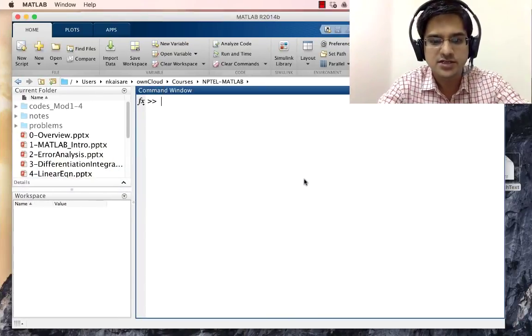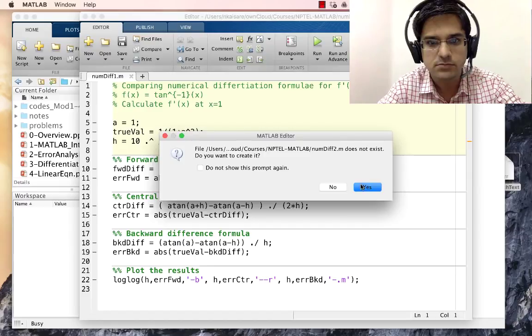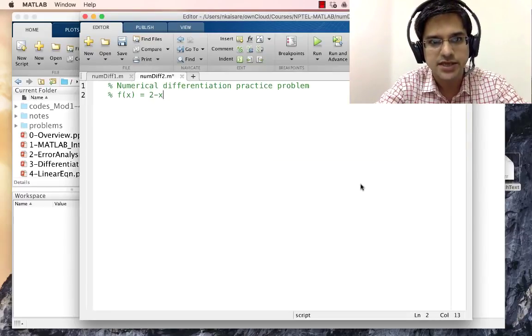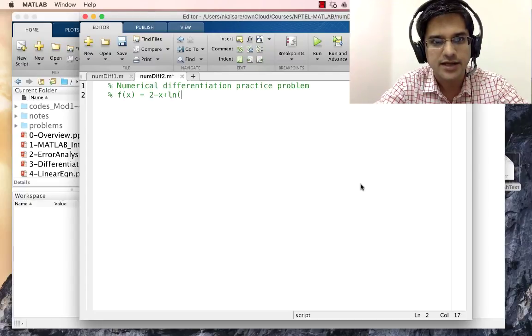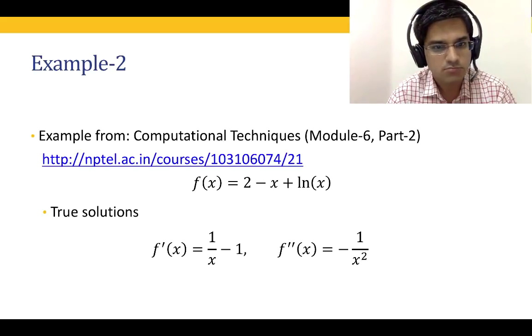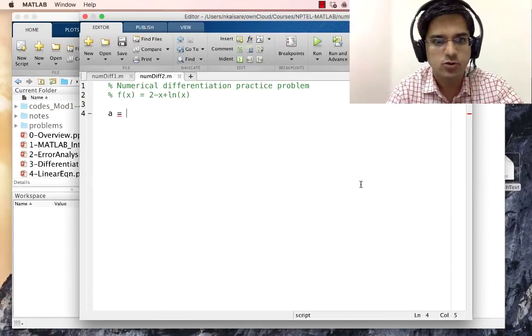Okay. I have cleared the screen. Let's say edit numdiff2, numerical differentiation for the second problem. 2 minus x plus ln x. Okay, let's say we wanted to find this at, let's perhaps say that we wanted to compute this again at a equal to 1 and h equal to 1e minus 4.